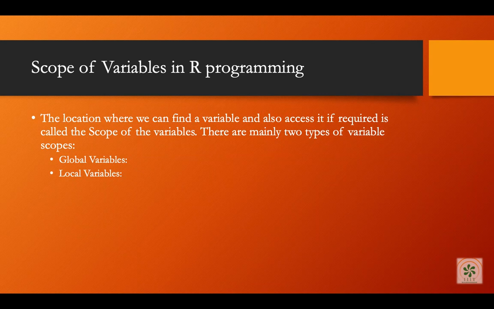Just like in C and C++, where inside a particular scope we can access the variable and after that we cannot access it, and if it is a global variable, we can access it throughout the program, more or less the same concept is applied here in R. We have two types of variables, global variables and local variables.